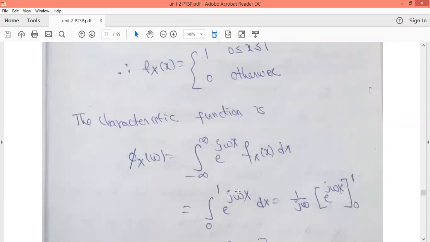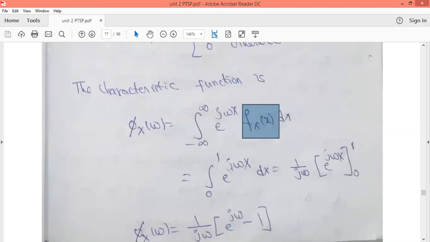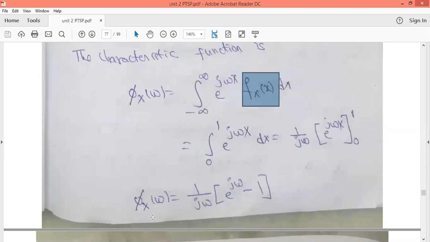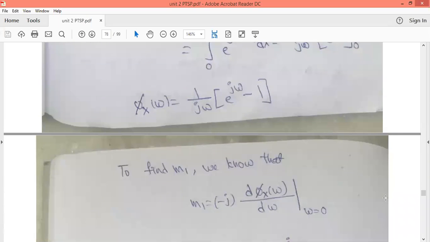Then what is the characteristic function, phi x of omega? Here f x of x has value 1 in the range 0 comma 1. So it is the integral from 0 to 1 of e power j omega x dx. Integrate it and substitute the limits. So we get phi x of omega equal to 1 by j omega times (e power j omega minus 1). So this is the characteristic function.